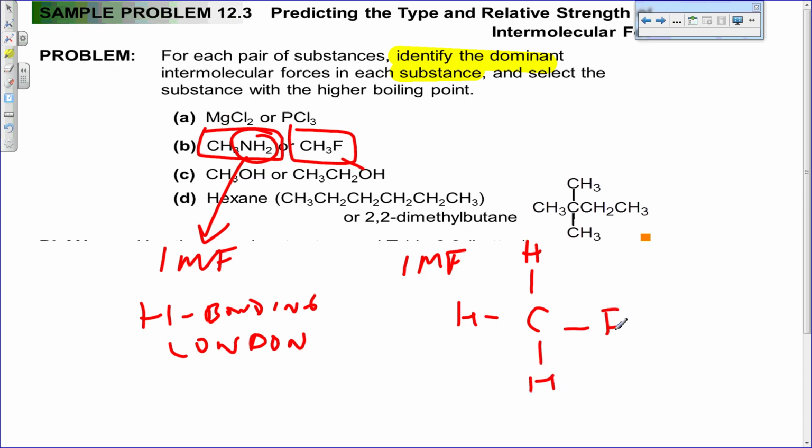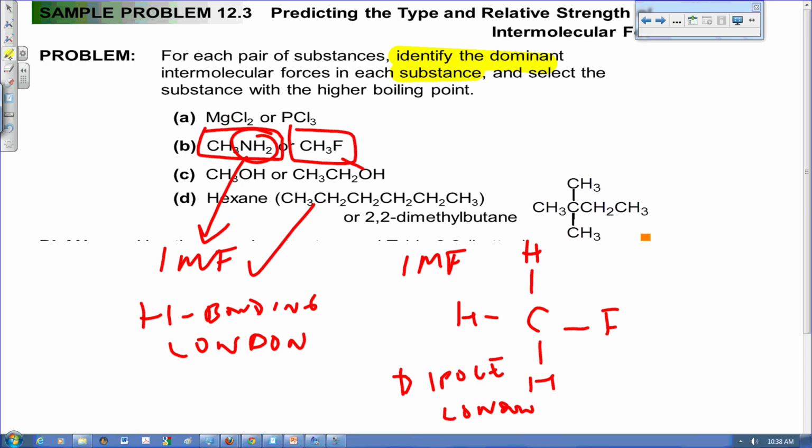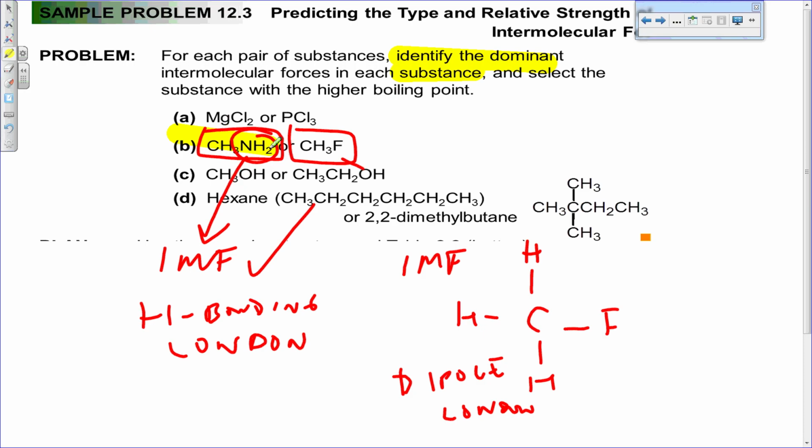So there is no hydrogen bonding. Now it is a dipole because the terminal atoms are different. So I would say this molecule has dipole, and it also has London since it's covalent. Then the last thing is who has a greater boiling point. It would be this one. This molecule here has a greater boiling point because of the hydrogen bonding.